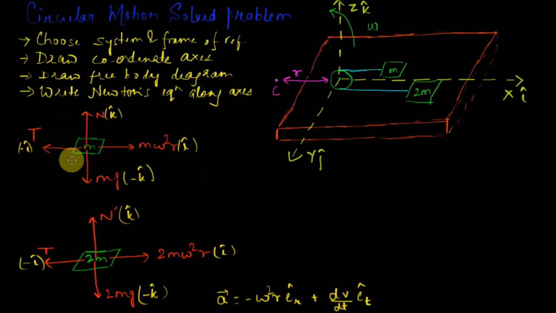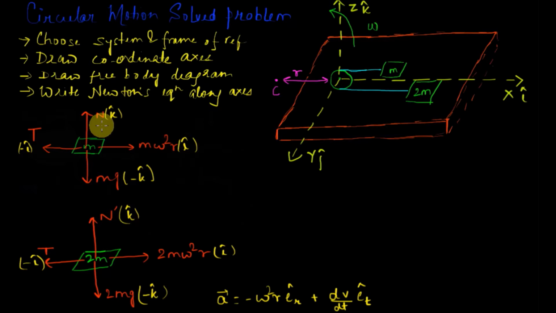Now let's draw the free body diagram for both these objects. For the first object of mass small m, what are the forces acting on it? The first force will be its weight, and it will be in the vertically downward direction, given by mg along minus k cap. The second force will be the normal reaction due to the table. It will be in the upward direction along k cap.